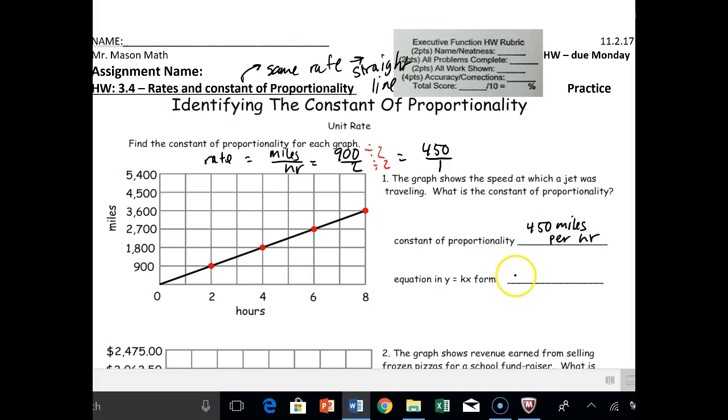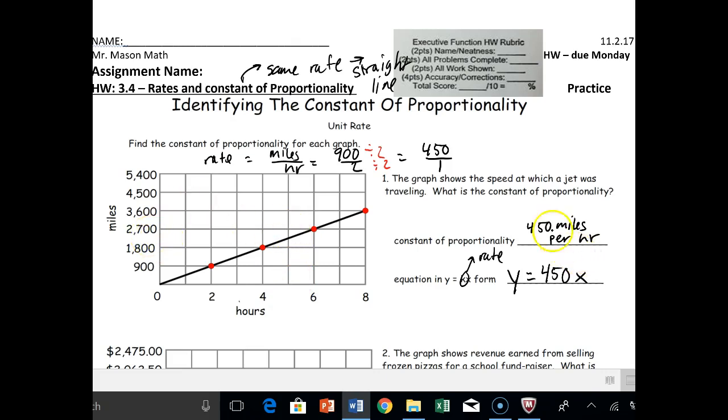And in equation form, what this is going to look like is y is equal to, however we move up and down the y-axis, is going to be equal to our rate. That's what k is, our rate. So 450 times x, and x in this case is going to be our hours. So if I were to plug in 4 hours here, I should be able to spit out how many miles that is, and 4 hours should give you 1,800. Or if I would give you 5 hours, I should be able to give you how many miles that is.